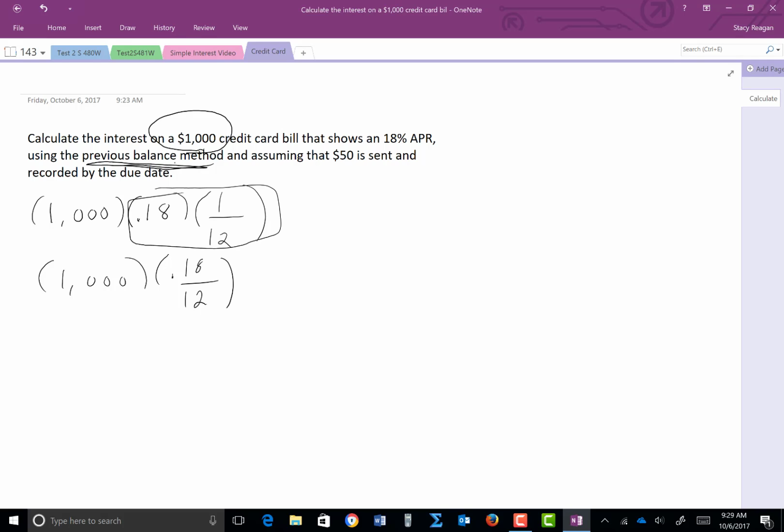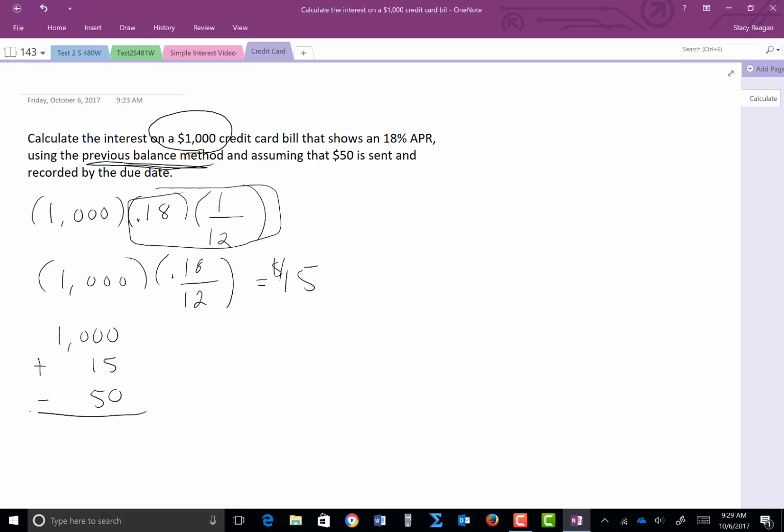Either way that you do that, you're going to get the same number for your finance charge. And when we do that, 1,000 times 0.18 divided by 12 is $15. So $15 is the finance charge. And in the previous balance method, what you do is you take your previous balance, you add the finance charge, and then you subtract a payment.